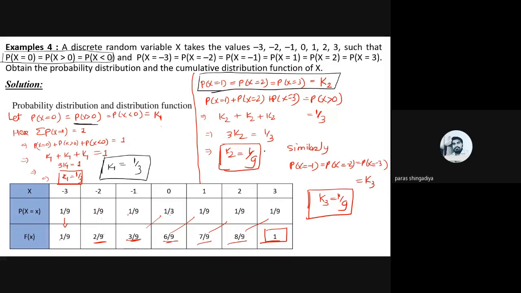Okay, and similarly for the negative values, which are the negative terms -2, -1 and -3, suppose it is k3. Let's suppose this part is equal to k3, and these are the less than 0 values.